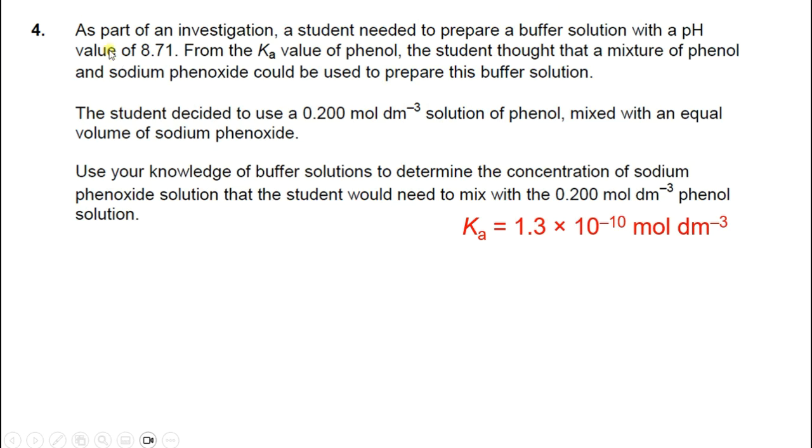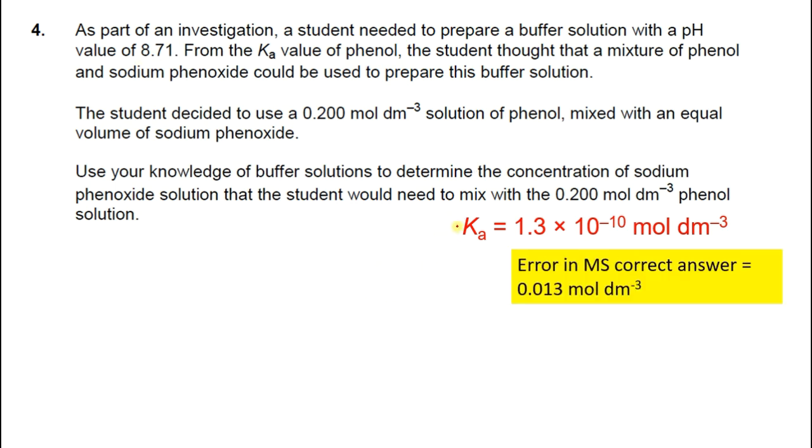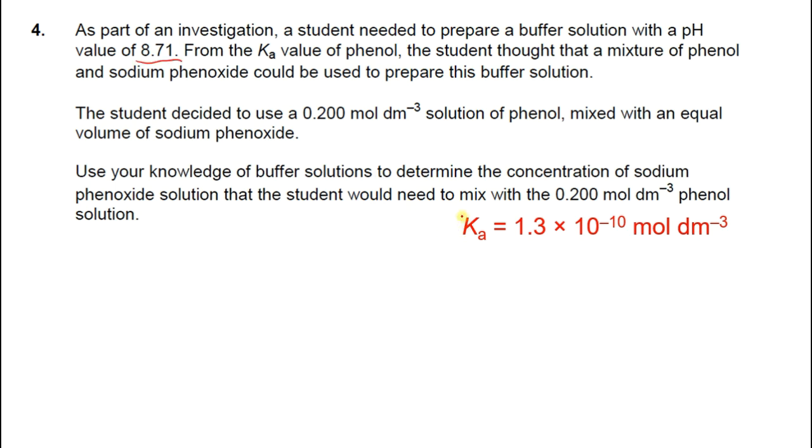Okay, take a moment to read this question. It's a bit wordy here. A student needed to prepare a buffer solution with a pH of 8.71. And we have the Ka value for phenol. The student used 0.2 mole per dm cube of phenol mixed with equal volume of sodium phenoxide.